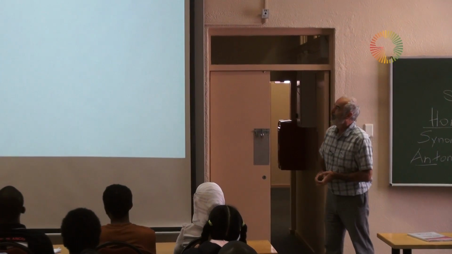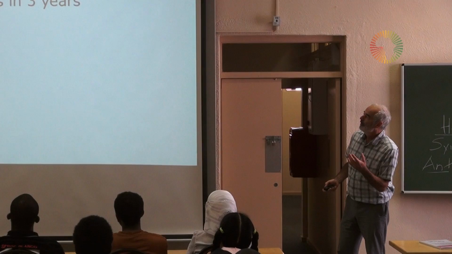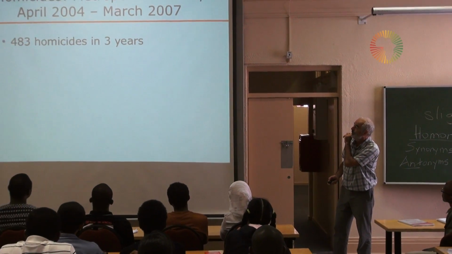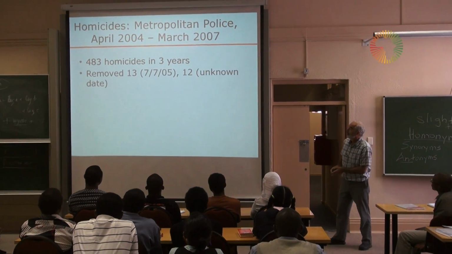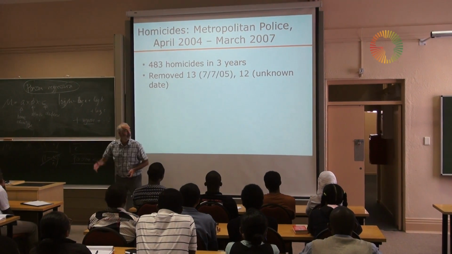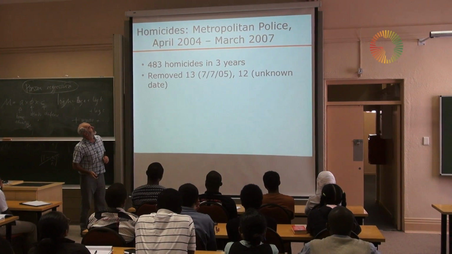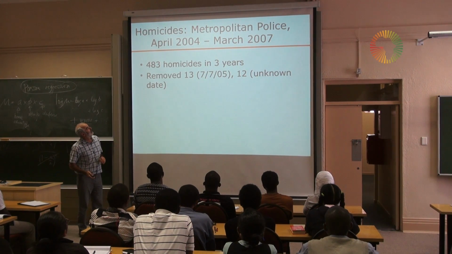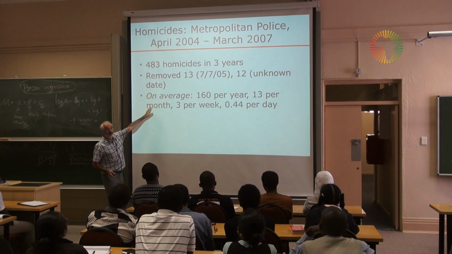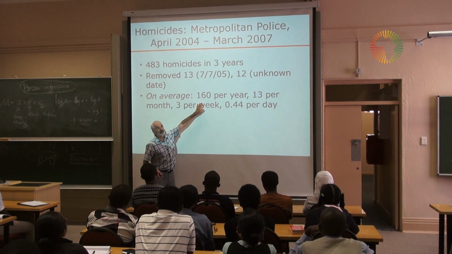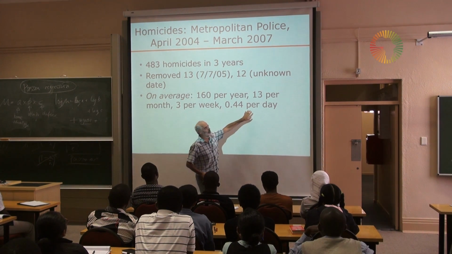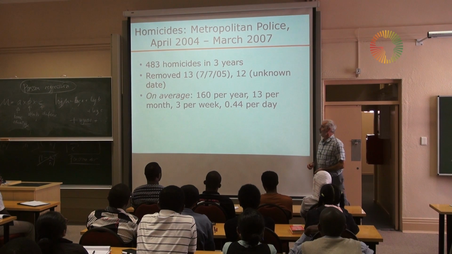So what I did was get data from the London police of 480 murders in 3 years. These excluded the London bombings in 2005, so I took those out. And on average, there were 160 murders per year in London. 13 per month, 3 per week, 0.44 per day. That's how many there were.